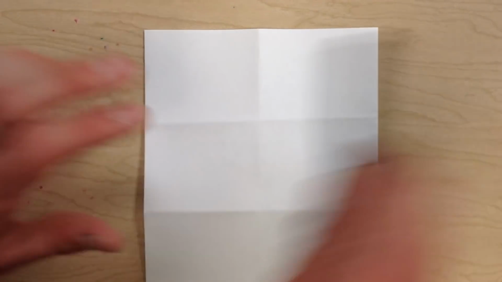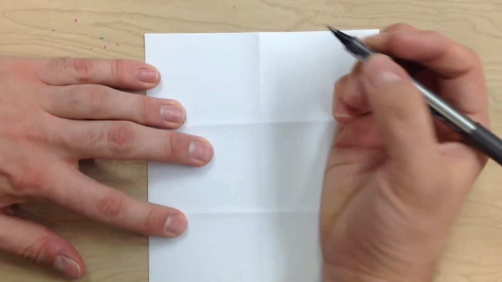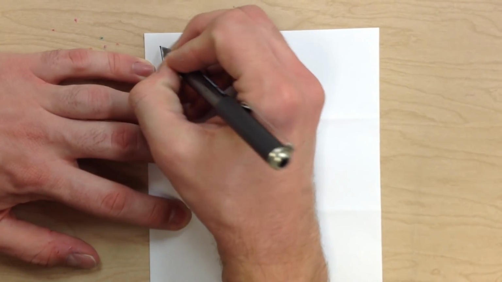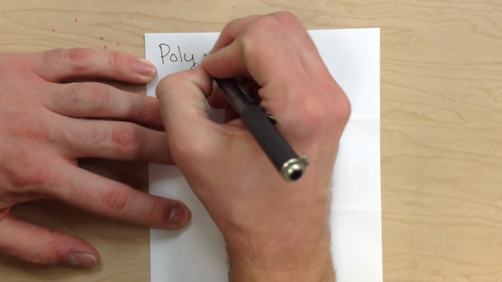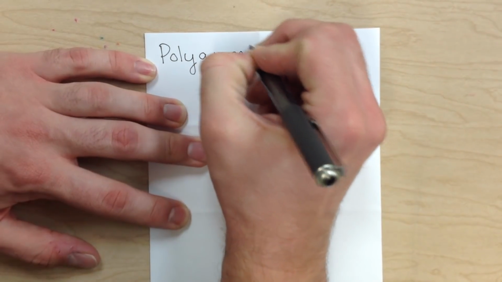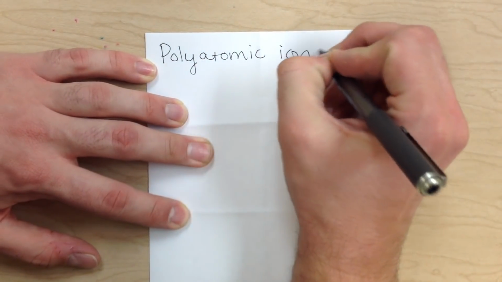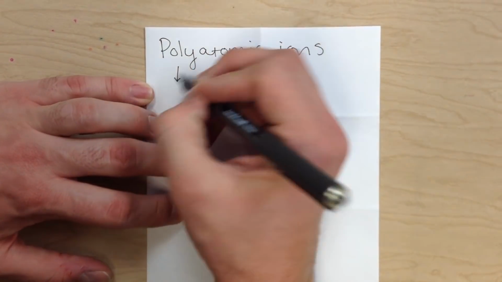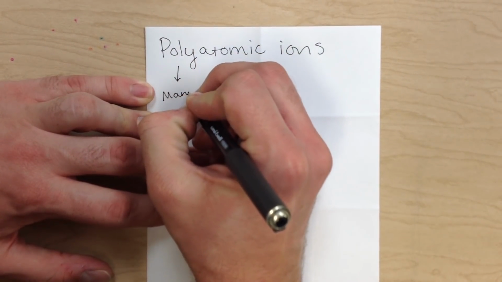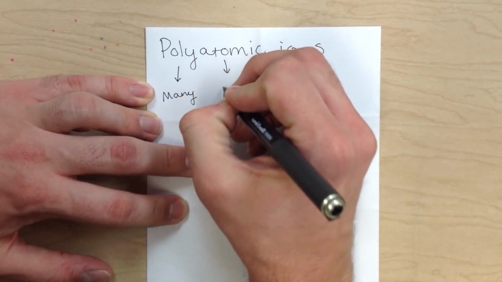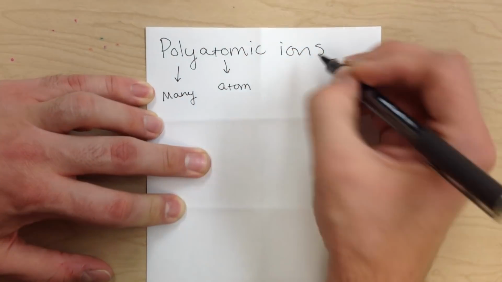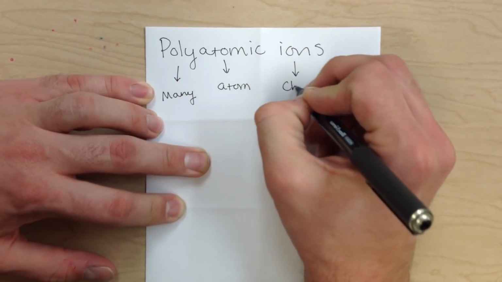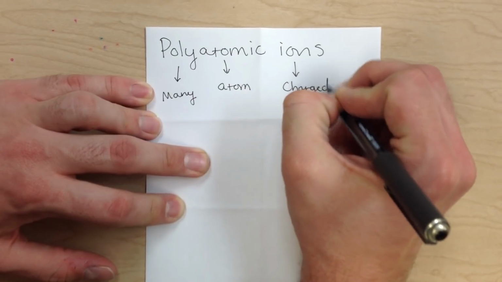Okay, and we're going to start up here at the top. And what we're going to do is we're going to first go ahead and identify what this is about. We are looking at polyatomic ions. Alright, let's go ahead and just break that word apart. Poly usually means many or multiple. Atomic means atom, obviously. And ions mean that we're dealing with something that is charged.